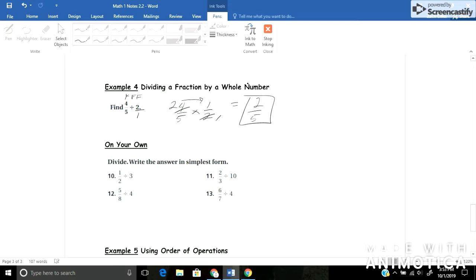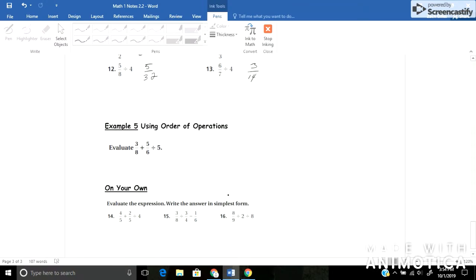Just remember with that whole number, make it a fraction by putting 1 in the denominator. Go ahead, pause, try out 10 through 13. Okay, answers for 10 through 13: you should get 1/6. For 11, 1/15. For number 12, 5/32. And number 13, 3/14. Let me know if you had troubles with any of those.